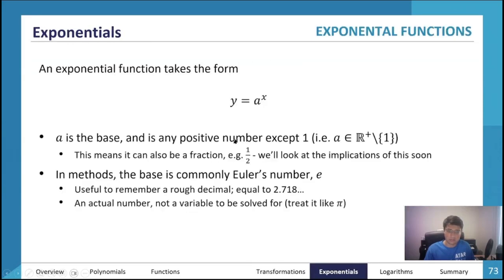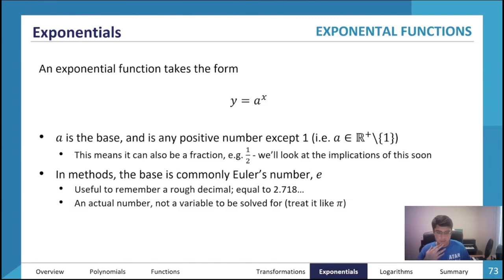Now in methods, you're going to be introduced to Euler's number. This is pronounced Euler, I know it's weird. And his number is e. Now, this number is a transcendental number. So just like pi, it's a number followed by a whole bunch of decimal places.